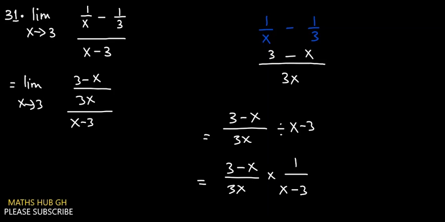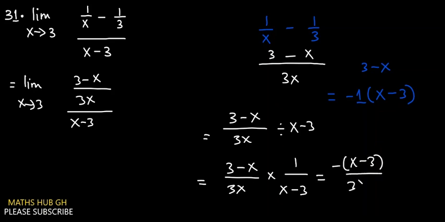So for this reason, you will have to do some transformation here. Let's look at what is going to happen. Instead of 3 minus x, I'm going to rewrite it as minus 1 bracket open x minus 3. If we distribute the minus 1 to the terms in the bracket, we are going to have 3 minus x again. So now you're going to have minus x minus 3 divided by 3x multiplying 1 over x minus 3. That will be the transformation. So at the end, this will cancel out this.